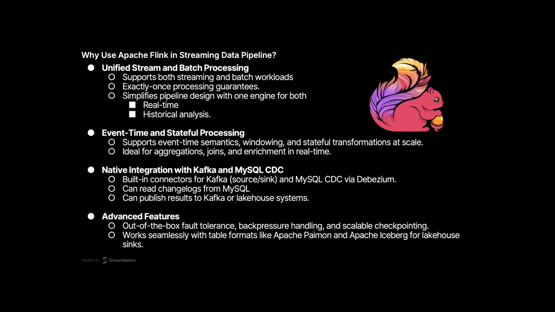Now, why would you use Flink to be at the center of your streaming data pipeline? Flink supports both streaming and batch processing. It gives you exactly-once guarantees. It simplifies the design to basically one code base which you can run for both historical and real-time data.